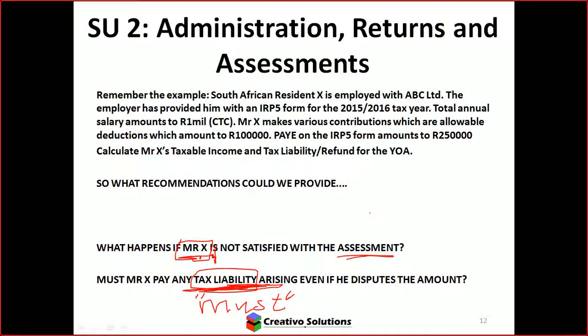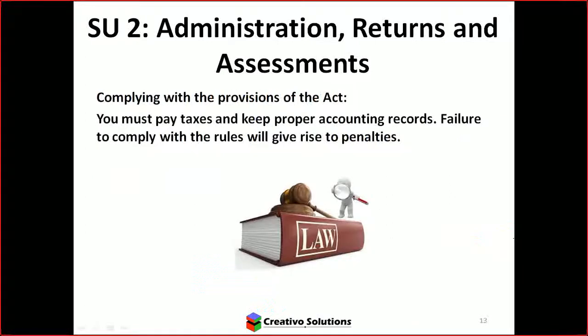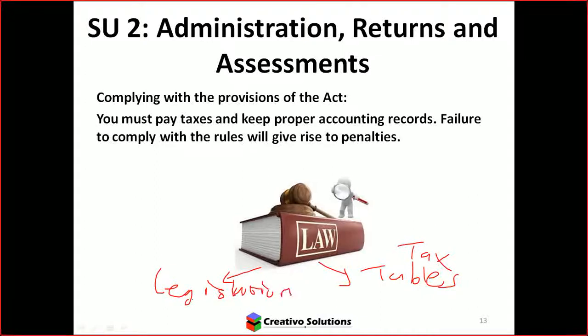Okay, can they appeal and object? Yes, of course they can. What does object mean? Disagree. And if you appeal, that means you disagree with the judgment. Alright, so make sure that you are familiar with the compliance. You have to follow the rules and laws based on what's in the tax tables and what's in the legislation. Those things guide you in terms of your application.